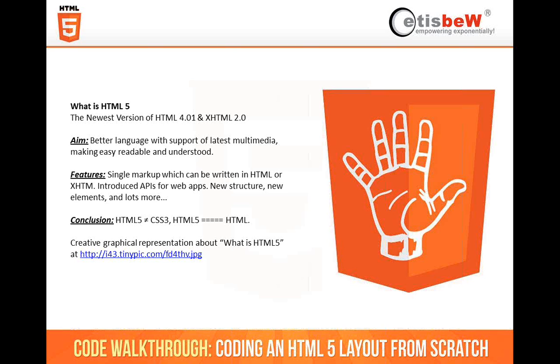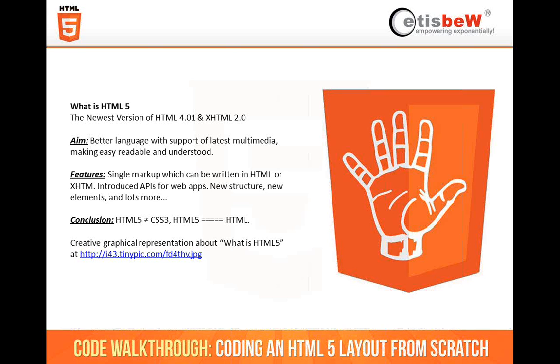So what is the aim of HTML5? To improve the language with support of the latest multimedia while keeping it easily readable and consistent and understood by both computers and devices. And what are the features of HTML5? In HTML5, you can write both HTML and XHTML in a single language. So we can state that it is a single markup language that can be written in either HTML or XHTML syntax.